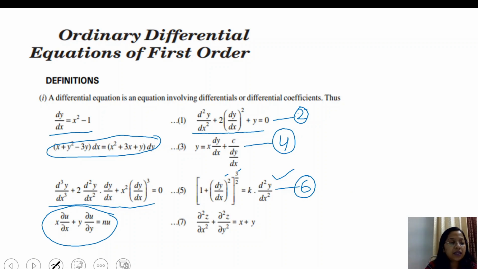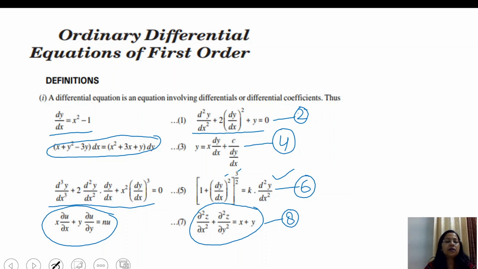We have done this differential equation, which is a partial differential equation, which is nothing but the Euler's formula as well. It is a second order partial differential equation. So these were some examples of various types of differential equations of various orders.